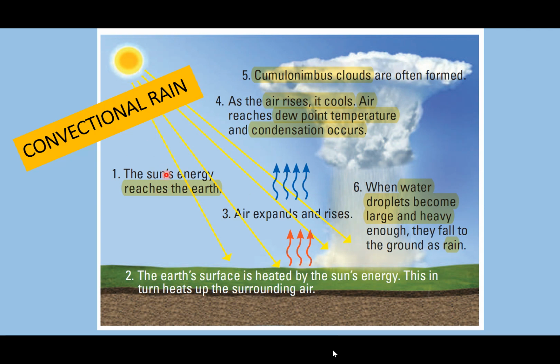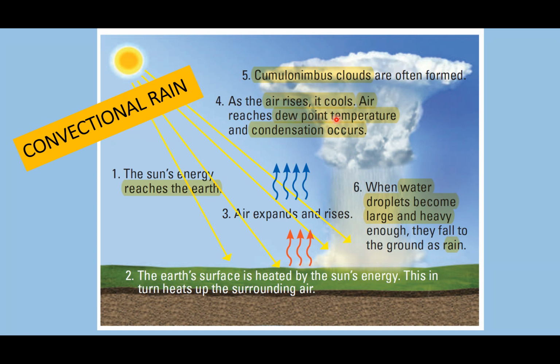The sun's energy reaches the earth. The earth's surface is heated by the sun's energy. This in turn heats up the surrounding air. Number three, the air expands and rises when heated. Number four, as the air rises, it cools.